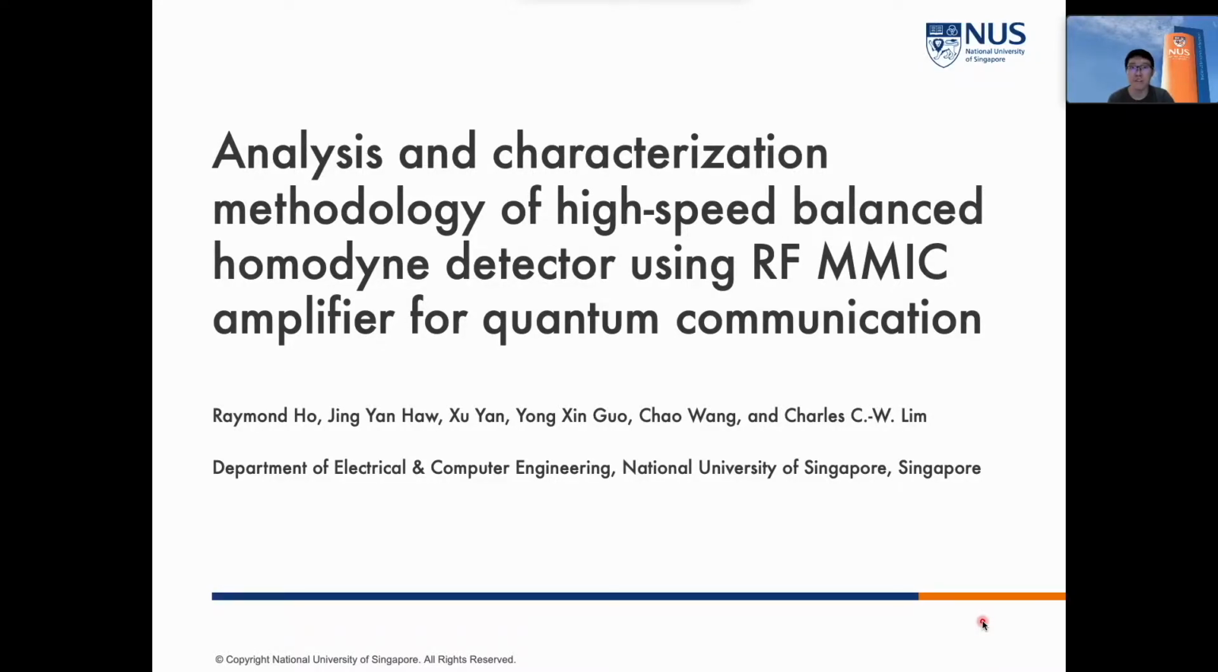I am a research engineer from the Quantum Communications Laboratory at the National University of Singapore, and today I would like to present our poster at the QCrypt 2022 conference, which is titled Analysis and Characterization Methodology of High-Speed Balanced Homodyne Detector using RF MMIC Amplifier for Quantum Communication. This is a joint work with the RF MMIC Modeling and Packaging Laboratory at the National University of Singapore as well.